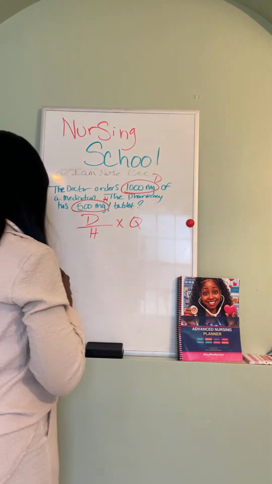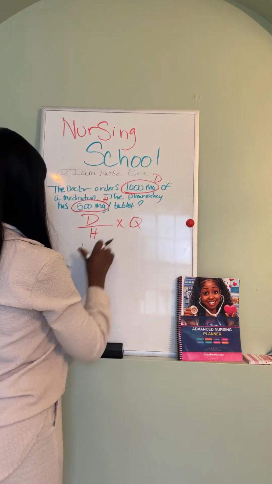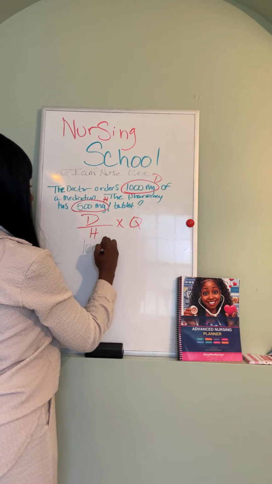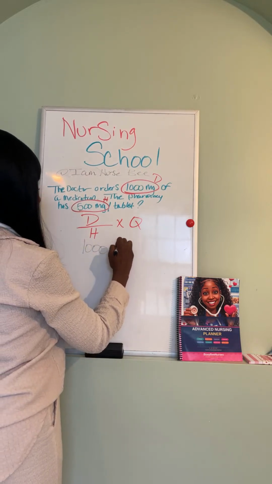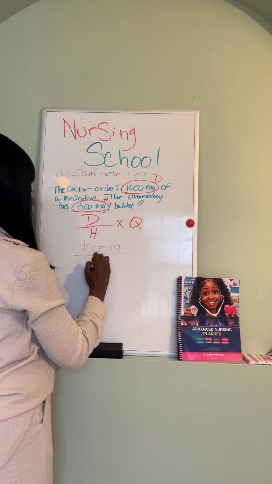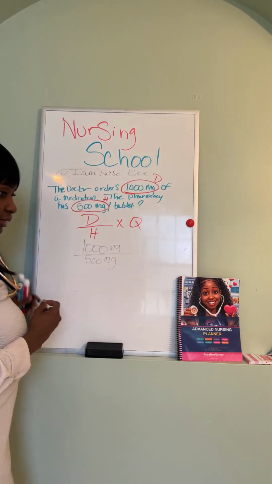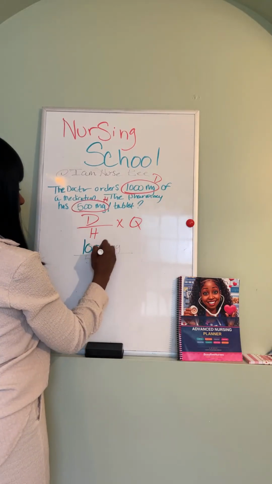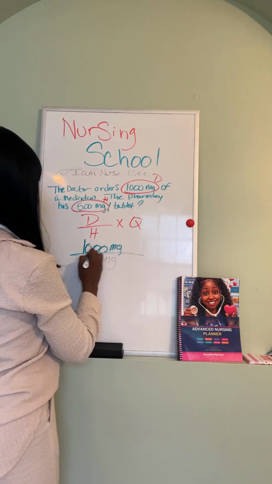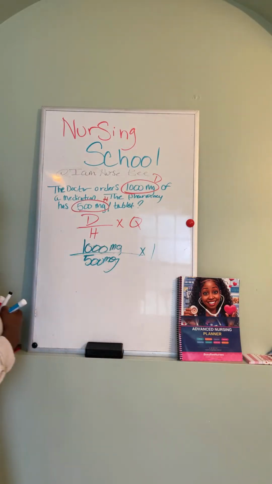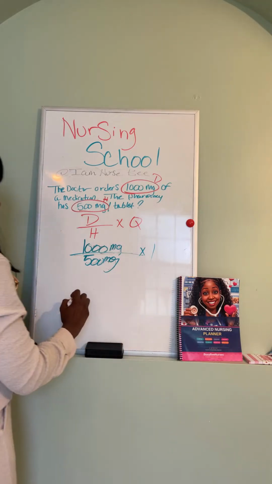So, you are going to do this. Let me see if my black works. It's a little too light. So you're going to do 1,000 milligrams over what the pharmacy has. Let me know if you guys can see it. If it's too light, I'll rewrite it. 1,000 milligrams over 500 milligrams times 1. Let me know how many tablets this patient will need.